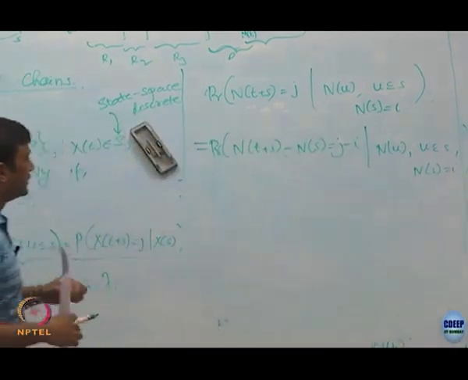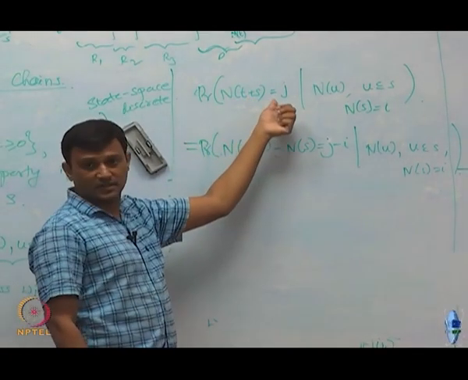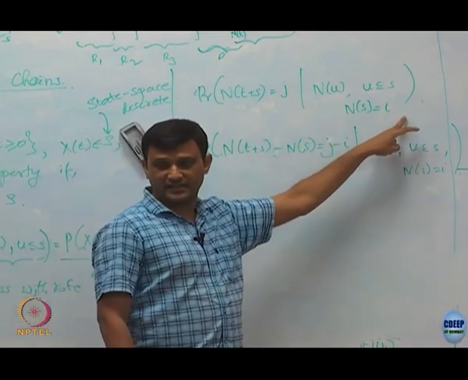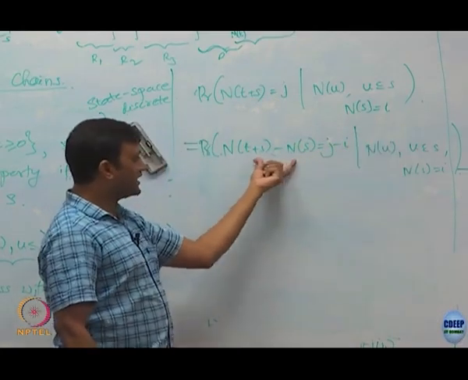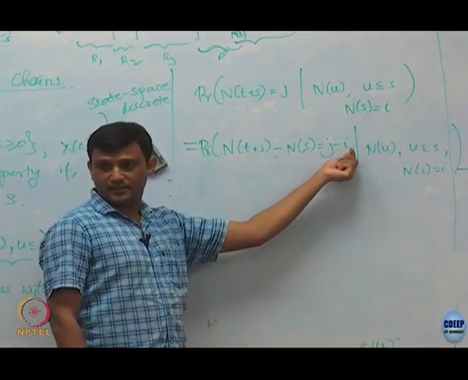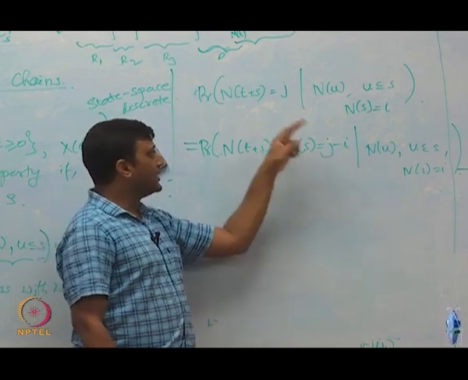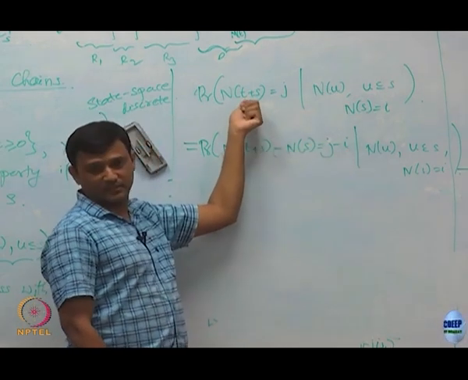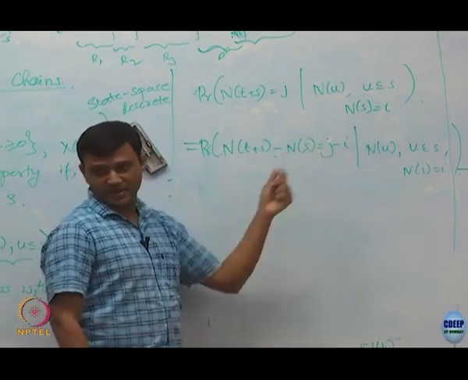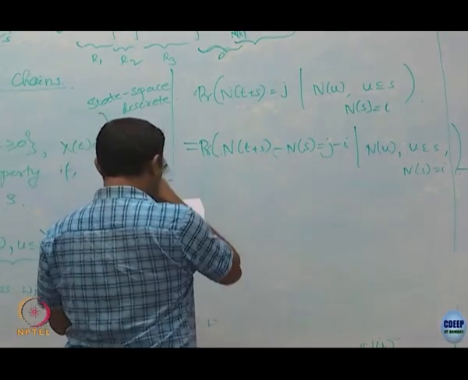So instead of asking this question, N(t plus s) going to j with N(s) equal to i, I am asking that the number of increments that has happened in the interval s to t plus s is j minus i. So it is the same thing, right? Instead of going directly from i to j at time t plus s, I am asking that between s and t plus s, j minus i renewals have happened.